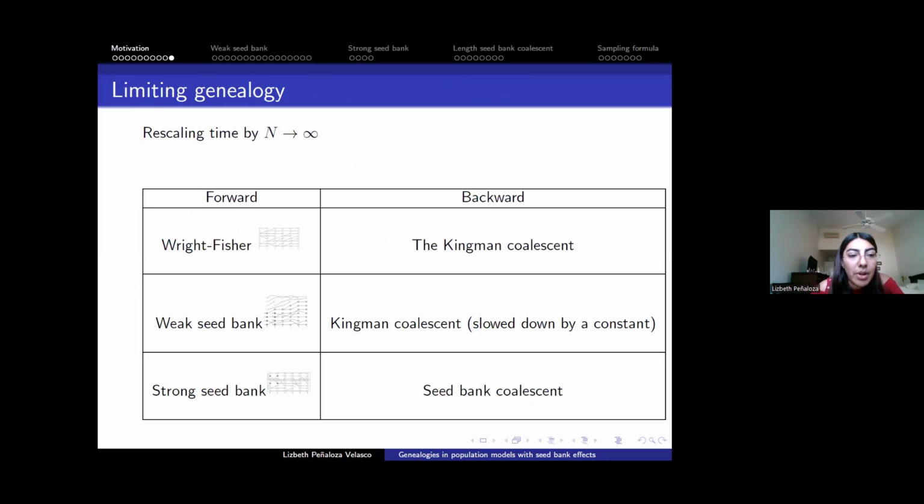So if we have a Wright-Fisher model and we scale the time by n when n tends to infinity, in backward time we have a Kingman coalescent. In the case that we have a weak seedbank, we have a Kingman coalescent slowed by a constant. And in the case of a strong seedbank, we have the seedbank coalescent.